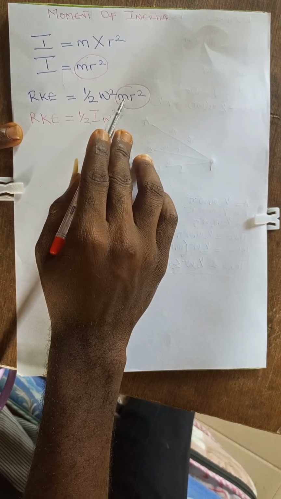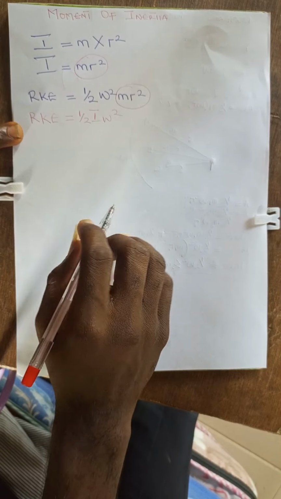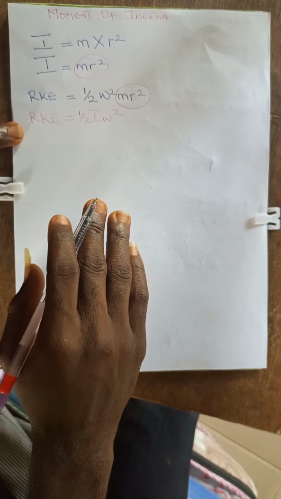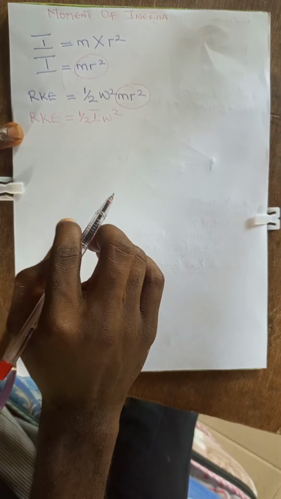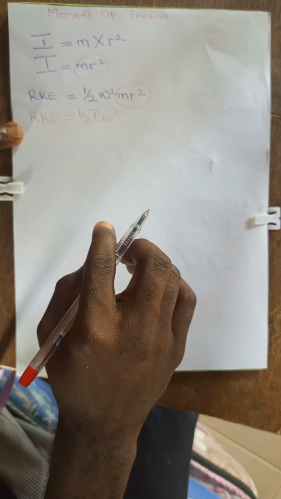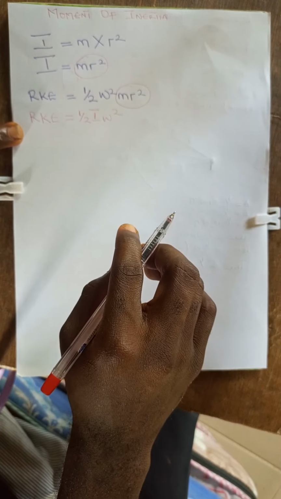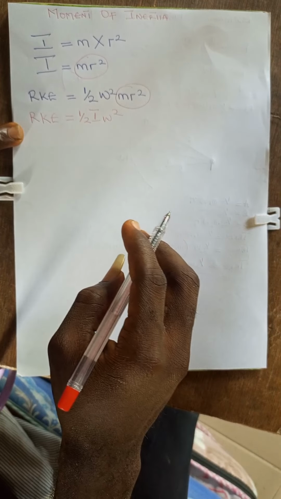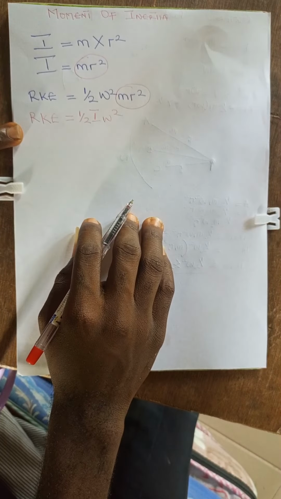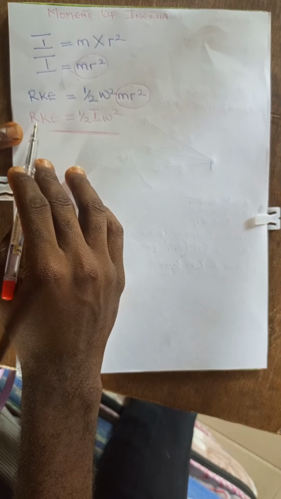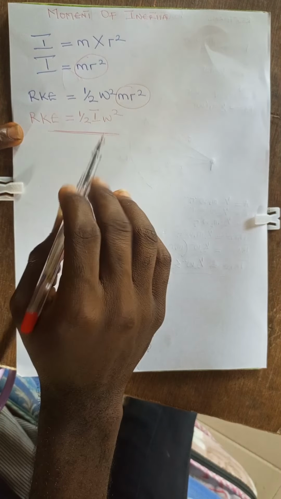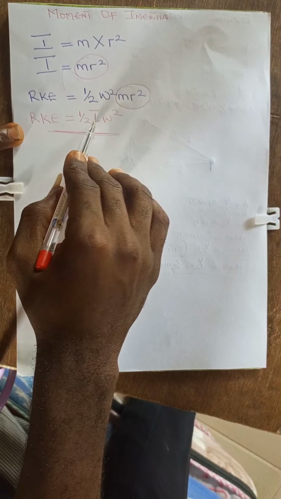This I here is what denotes the moment of inertia. This is important because in some questions they may not give you the mass or the radius, they may give you only the moment of inertia of the particle, and they give you the angular velocity, and say find the rotational kinetic energy. You can either decide to find I first or use this particular formula. So this is the relationship that exists between the rotational kinetic energy of a particle and the moment of inertia of that particle.